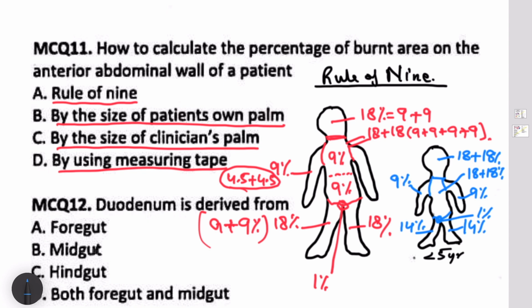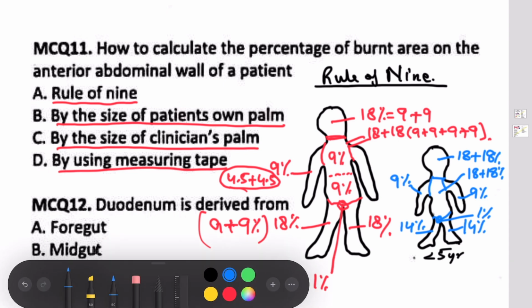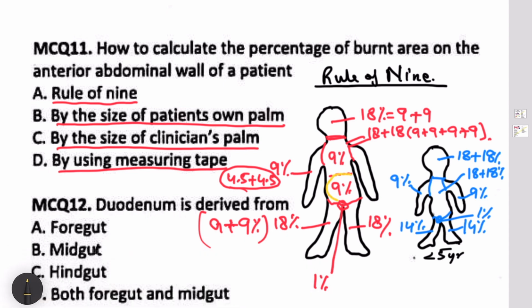The question is about the percentage of burn area on the anterior abdominal wall of a patient. Now, what is the anterior abdominal wall here? It is this anterior abdominal wall in the question. So, if you want to calculate an area of burn here on the front of the abdominal wall, what can you do? Because the complete front of the abdominal wall is around 9%.